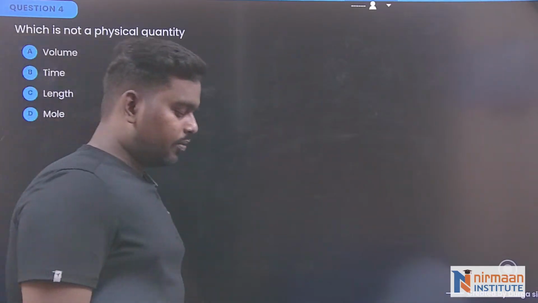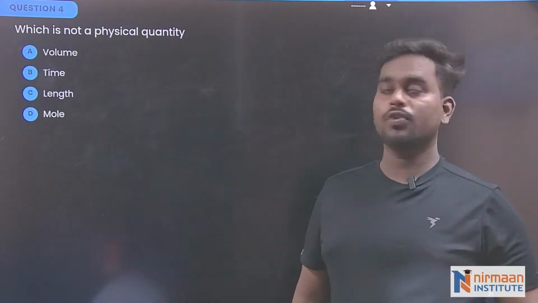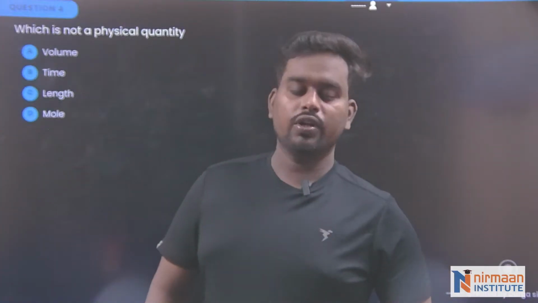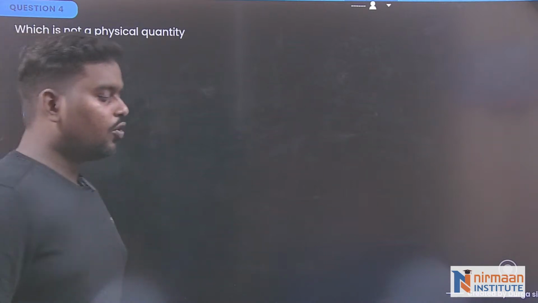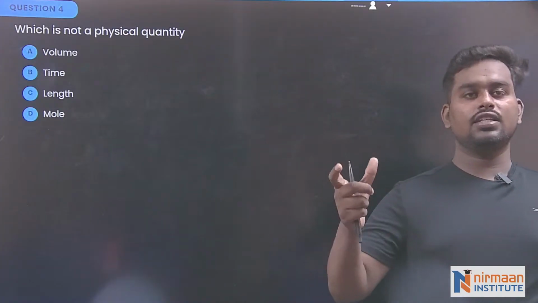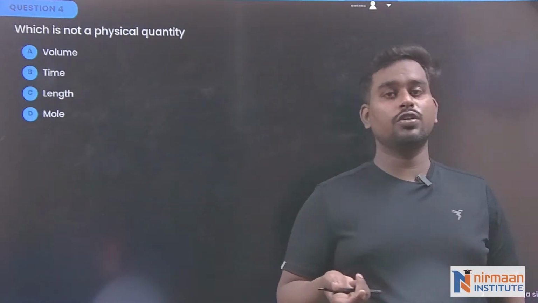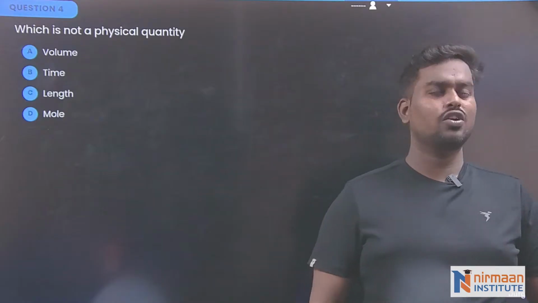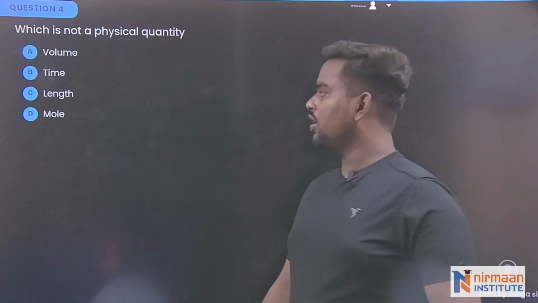Not a physical quantity means we can't touch, right? Volume we can measure. Time we can measure also. Length, but we can't measure mole. Okay, what is mole? It's Avogadro's number, right? Mole is used to measure. I hope you read in chemistry, in the chapter some basic concepts of chemistry. So mole is used to find the number of atoms or number of electrons or whatever it is, from the molar mass. So it is not a physical quantity.